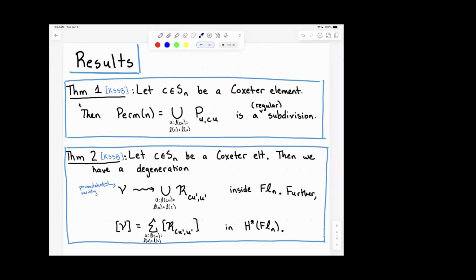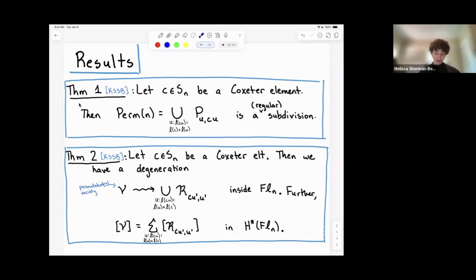And what's the permutahedral variety? Just the toric variety of the permutahedron? That's right. And I'm thinking about it inside of the flag variety. So really, I've taken a generic point in the flag variety, I've taken its torus orbit, and then I've taken the closure.